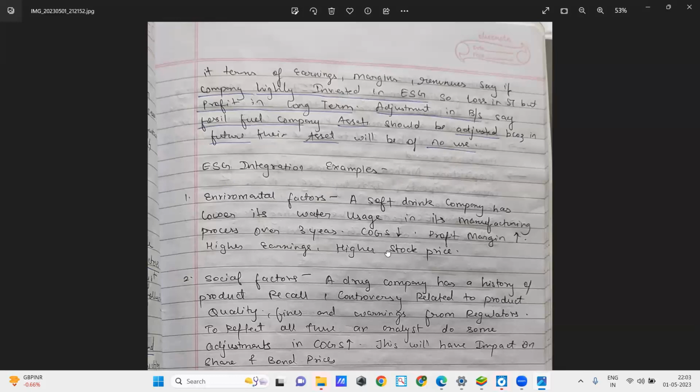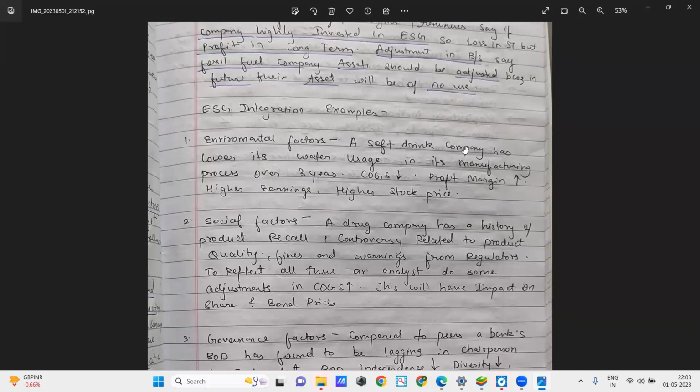ESG integration examples. First one is the environmental factors. A software company has lowered its water usage in its manufacturing process. Suppose a company requires 100 liters a day for producing soft drinks, but they have invested a huge amount of money in their manufacturing plants, so now their consumption is reduced to 90 liters per day. This will reduce the cost of COGS, and the profit margin is going to increase over the period, with higher earnings and price in future.